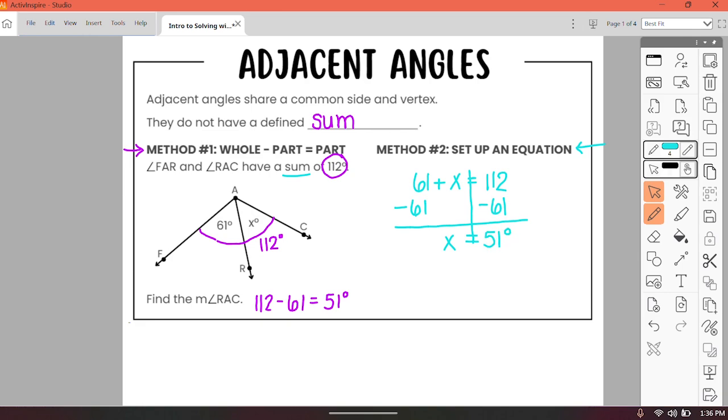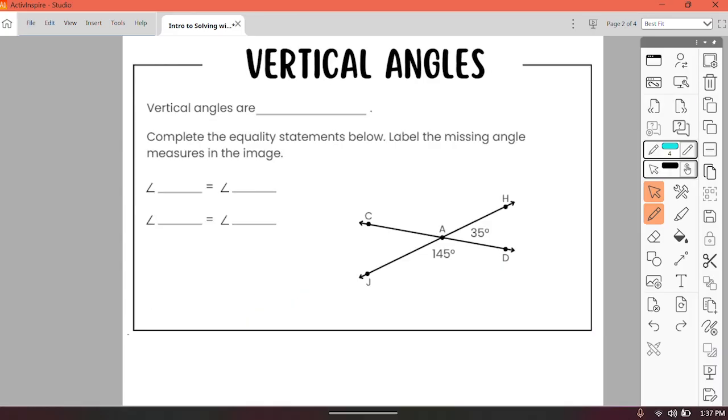And you may be thinking, it's so much easier just to do the first way. And for now, it might be, but once you get into more complex problems, you're really going to need that equation method. So if you understand that now, you will be set for the future. Okay? Let's look at a different kind of angle. Let's look at vertical angles. So hopefully we know that vertical angles are congruent. Congruent, which means they are equal to each other.